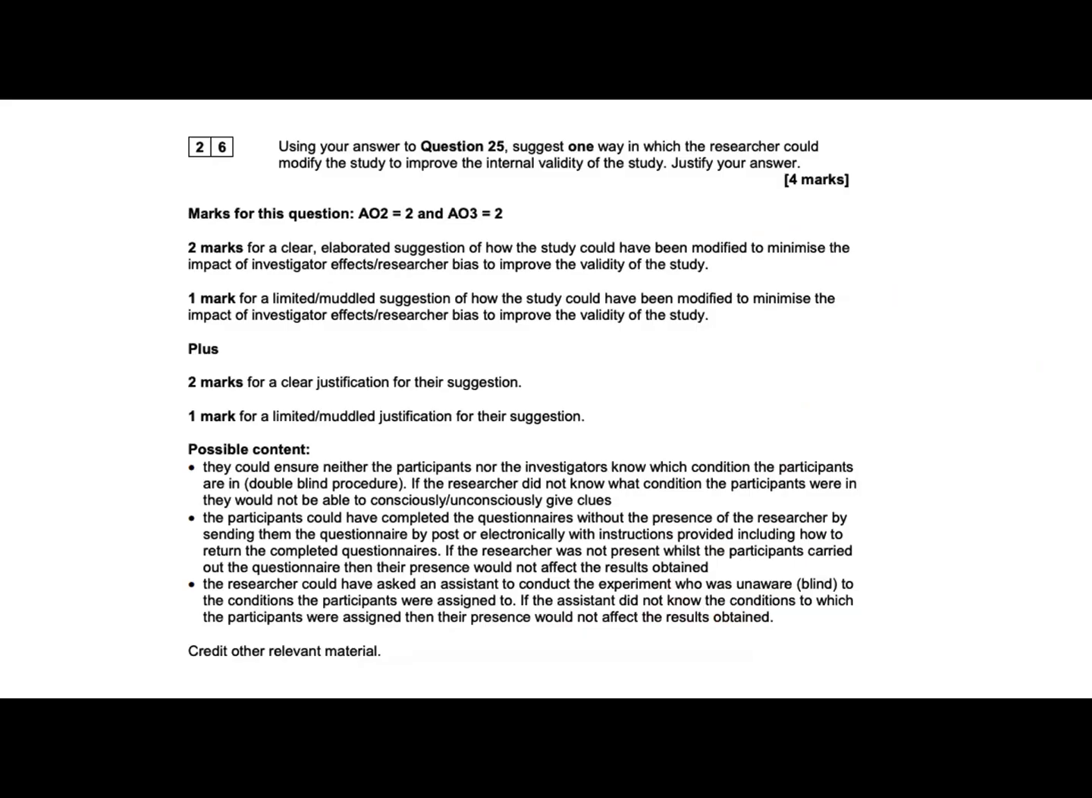All right, question number 26. So, using your answer to number 25, suggest one way in which the researcher could modify the study to improve the internal validity of this study. Justify your answer and apply to the scenario. So, for 4 marks here, you needed to explain your modification and then justify why and how it was exactly going to improve.